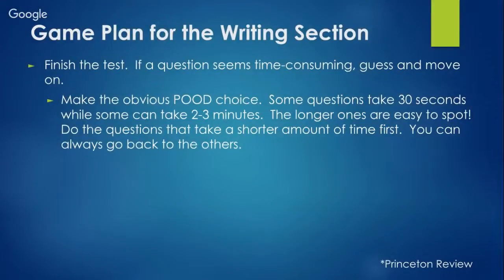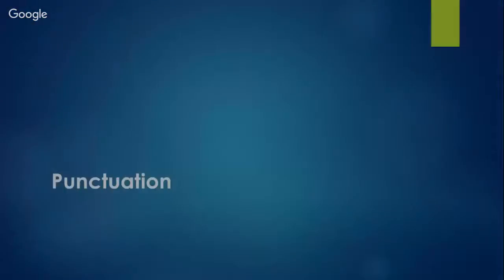The game plan for the writing section is finish the test. If a question seems time-consuming, guess and move on. Make the obvious preferred order of difficulty choice. Some questions take 30 seconds, while some can take 2 to 3 minutes. The longer ones are easy to spot, so do the questions that take a shorter amount of time first. You can always go back to the others.